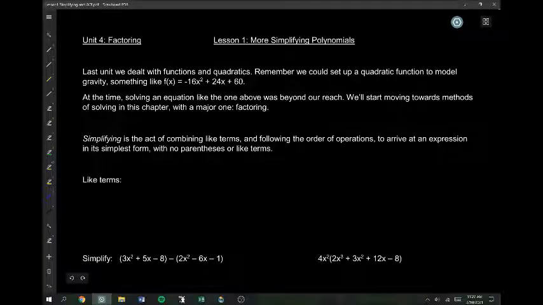We've got a new chapter. We call it Chapter 4, Unit 4, which is on factoring. It's going to take a lot of the ideas that we had before and take them a little bit further. So remember, last unit we dealt with functions.